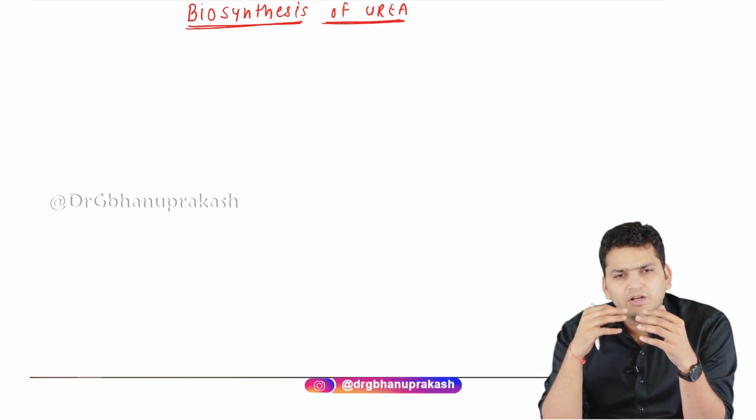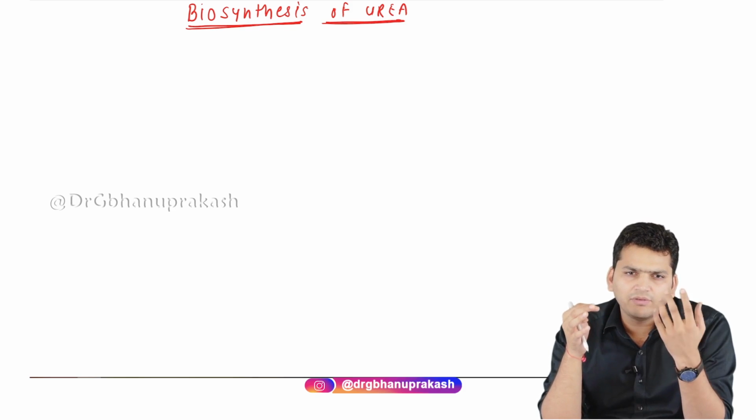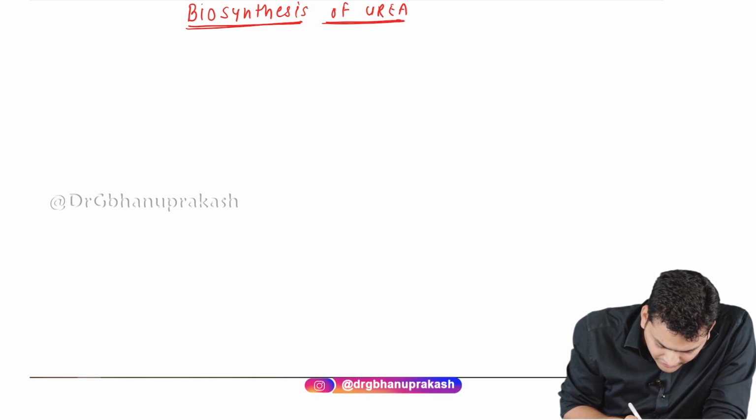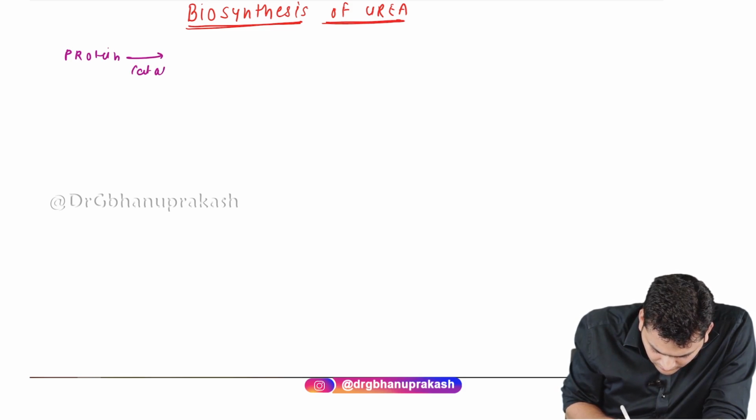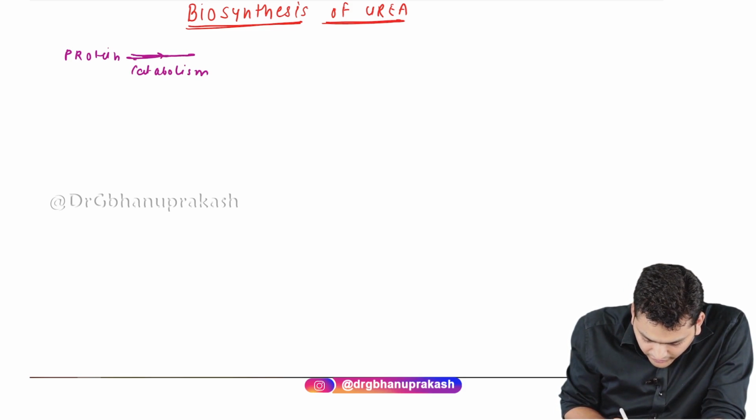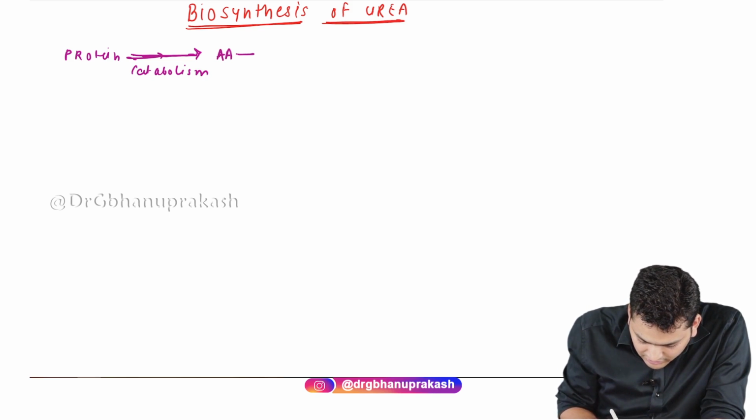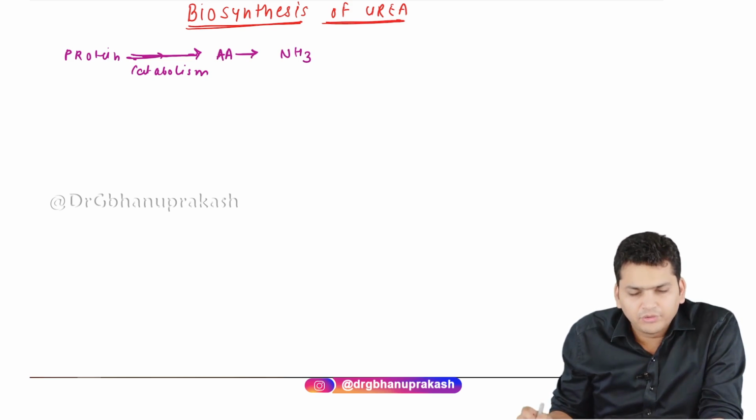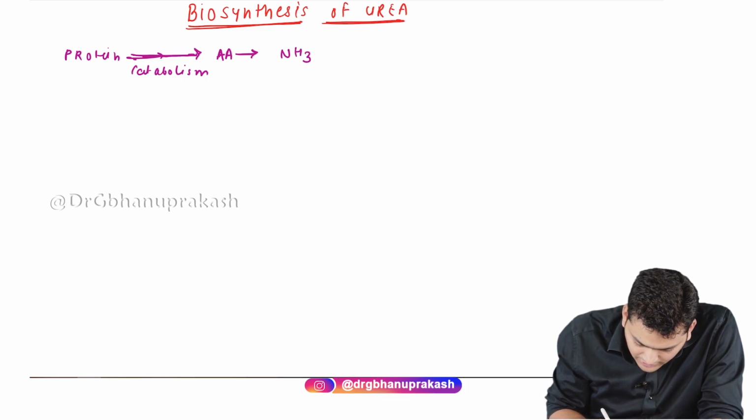So first, let's understand the need for the biosynthesis of urea, that is, why we need to synthesize urea in the body. We can explain it like this: when proteins are catabolized, when we cut down the protein, the molecule that we get is amino acid. When this amino acid is further catabolized, ultimately we make a molecule called ammonia. Ammonia is a highly toxic molecule.